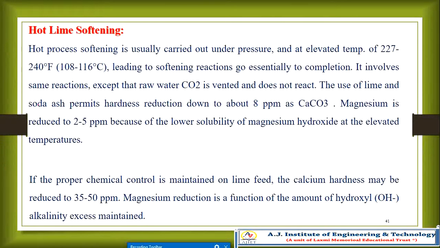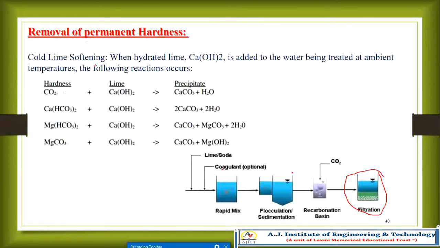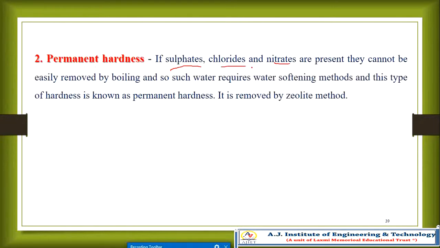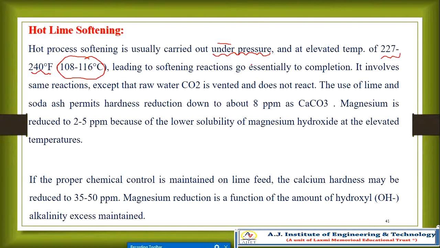So when you come to hot lime softening, hot process softening is usually carried out under pressure. Okay, this is what you have to think about. The hot lime process will be under pressure, at an elevated temperature of around 227 to 240 degrees Fahrenheit. In terms of degrees Celsius, it will be 108 to 116 degrees Celsius, leading the softening reaction to essential completion.